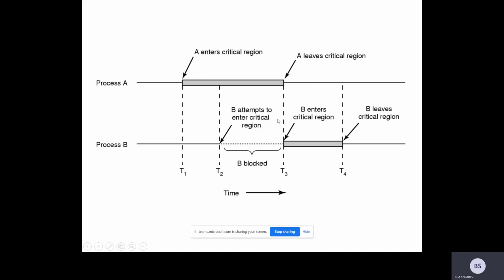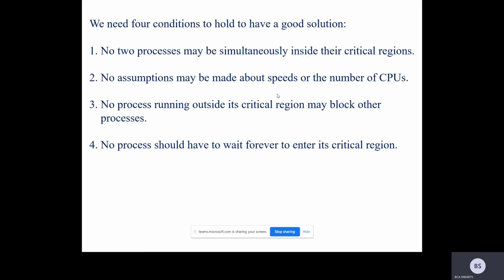It is not allowed to enter the critical region, so B is blocked. After A leaves, B enters the critical region at time T3, and it stays in the critical region for some time. Once its work is over, at time T4, it leaves the critical region. So here the race condition is avoided with the help of the critical region and the mutual exclusion concept.